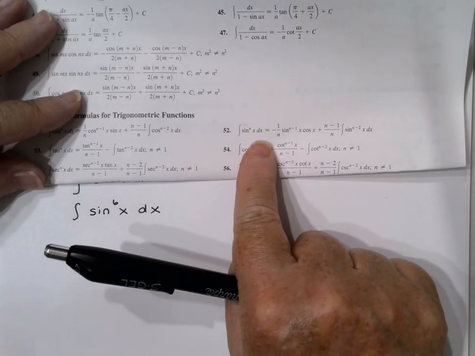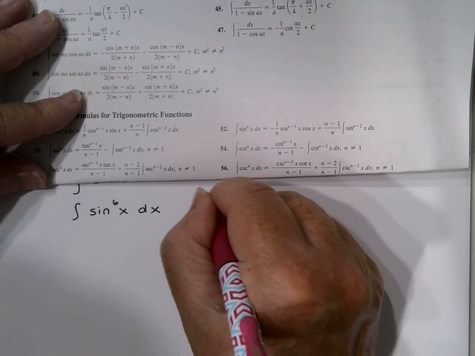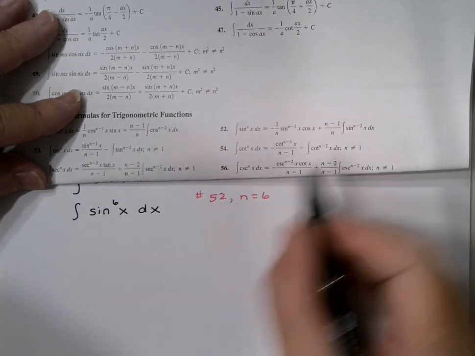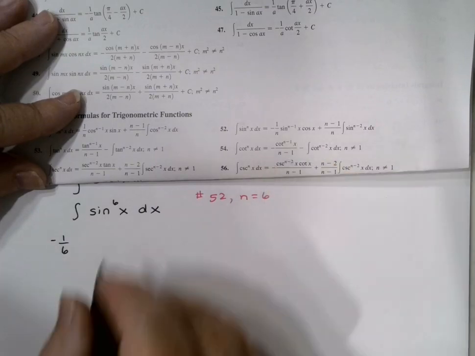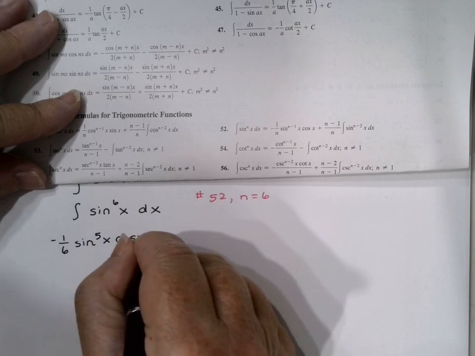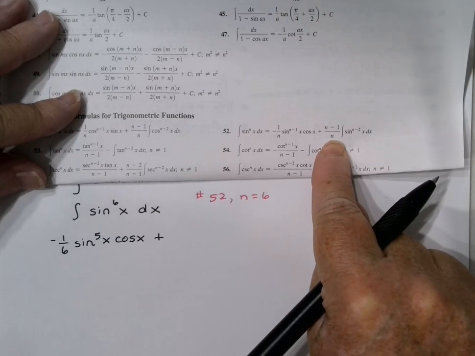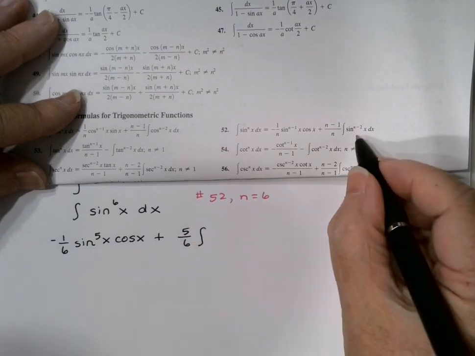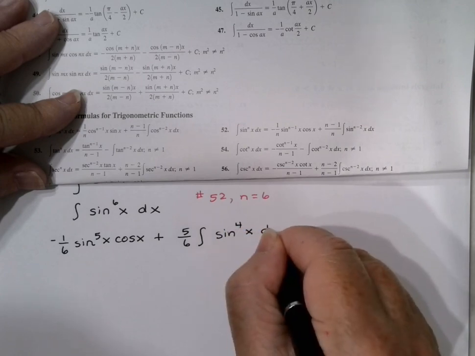If I use number 52 with an n of 6, I'm going to get negative 1/6 sine to the 5th of x cosine x plus n minus 1 over n, that would be 5 over 6, integral of sine to the n minus 2, that would be sine to the 4th of x dx.